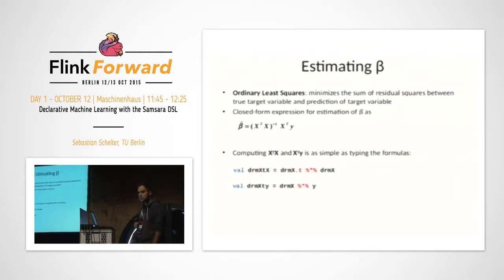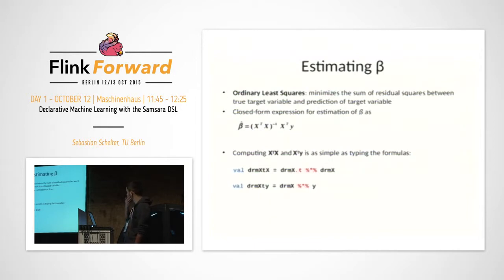The next thing that we need to do is find some way to estimate this parameter vector. Now, the simplest way, the textbook way, is to use ordinary least squares. So we want to minimize the sum of residual squares between the true target variable and our prediction of the target variable. And the nice thing is that there's a closed form expression for this. So if we compute this formula that you see there, we get an estimate of this parameter vector.